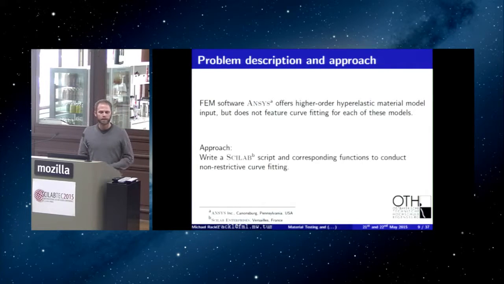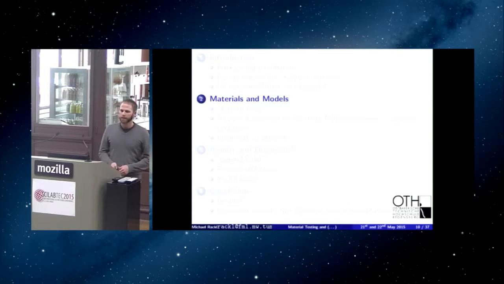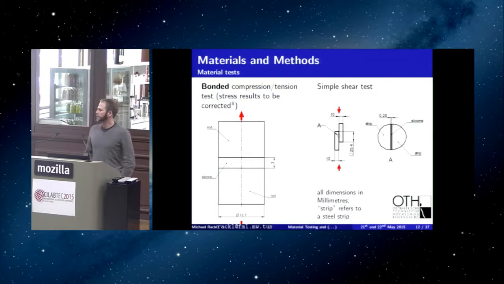Now, how we went about solving it is creating a Scilab script which gets us rid of these restrictions. Well, but before we began, we had to carry out material tests. In this case, we carried out two really simple material tests. The first one is the so-called bonded compression and tension test, and the second one is a simple shear test.